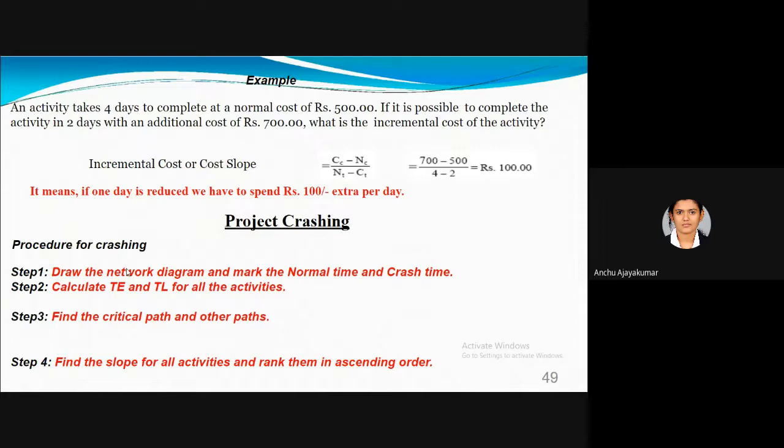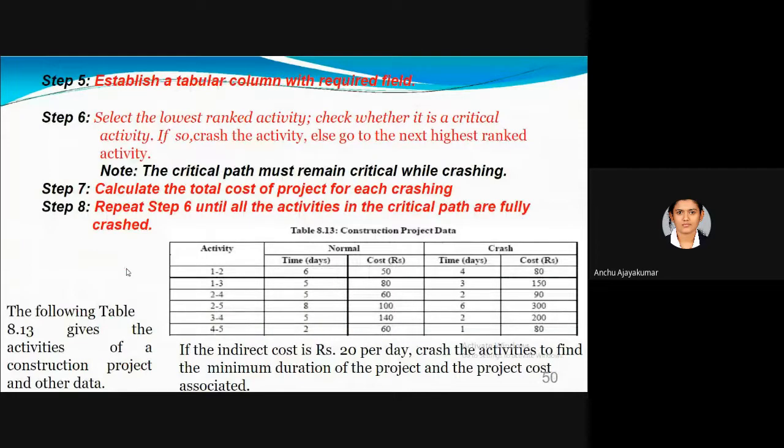I am getting into the problem directly. You are given a problem. This is the network, these are the activities, and this is the time duration. In the normal condition, this is the time and cost. When crashing, this is the time and cost. And the indirect cost you are paying is 20 per day.